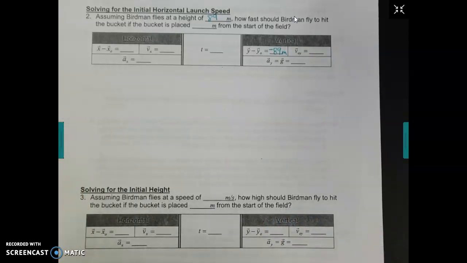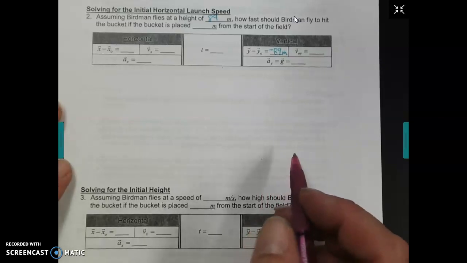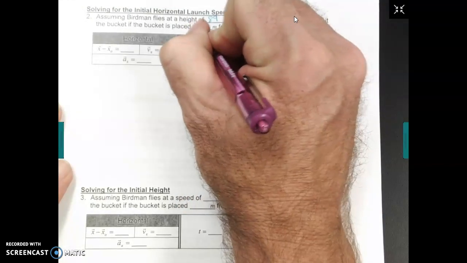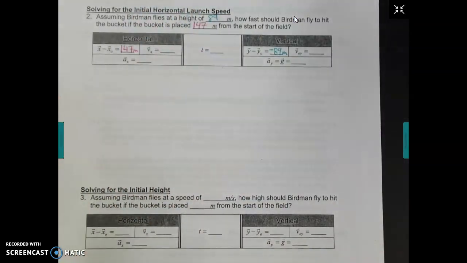We also were told that the range, the horizontal distance that this projectile travels from the time it's dropped to the time it hits the bucket is 147 meters. So we'll record that, and that'll be our horizontal displacement. Alright, we're given the horizontal displacement, we're given the vertical displacement.